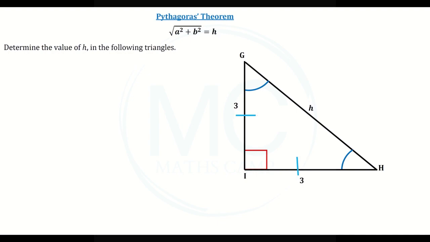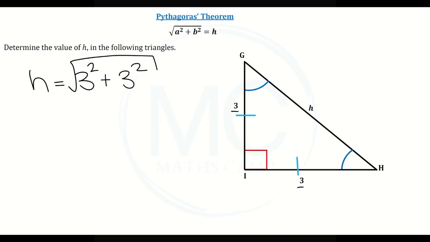Now we can write the equation for h. So we say the hypotenuse h is equal to the length of our first side, 3, so we say 3 squared, plus the length of our second side, it's also 3, so we say 3 squared, all under a square root.